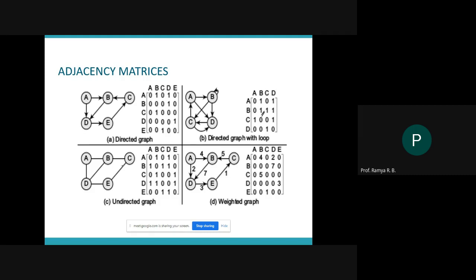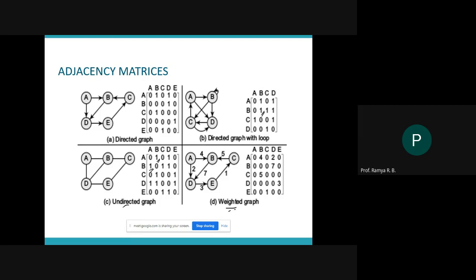This is an undirected graph. Since this is an undirected graph, you can see here, A to B is marked as 1, and B to A is also marked as 1. Why? Because this edge simply means that there is a connection between A and B and B and A. So since this is an undirected graph, the corresponding representation will be like this. Wherever there is an edge between two vertices, at all those places you will have a 1 annotated, right? So that is for an undirected graph.